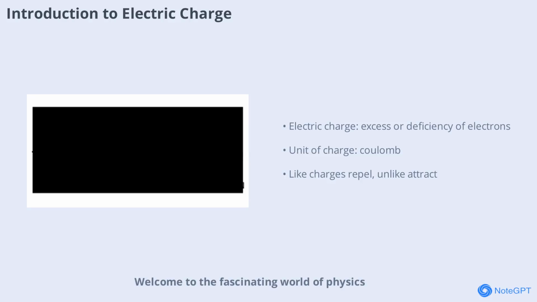Welcome to the fascinating world of physics, specifically the study of electric charges and fields, as outlined in the CBSE Class 12 curriculum. In this chapter, we begin by understanding the fundamental concept of electric charge. Electric charge arises from the excess or deficiency of electrons in an atom. When an atom gains extra electrons, it becomes negatively charged, and when it loses electrons, it becomes positively charged.